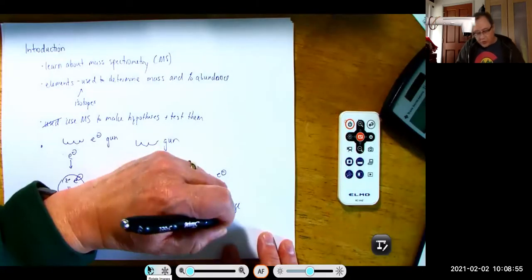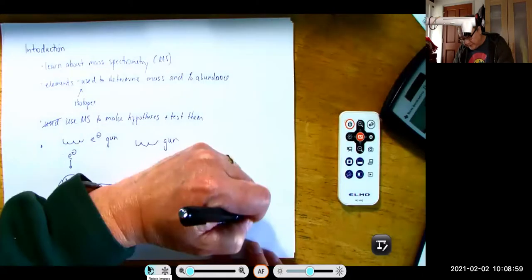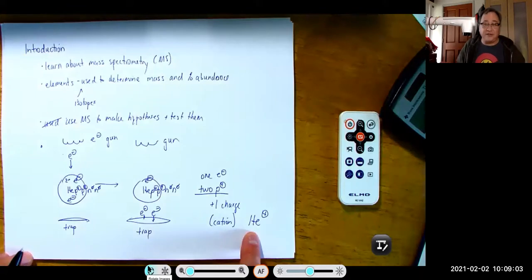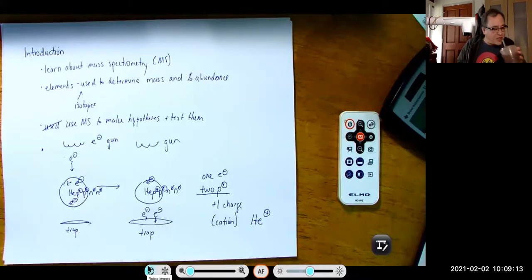Now, the way we draw this helium atom with a +1 charge is this way. Helium with a +1 charge. Pretty simple. What do you think we would draw if it had a +2 charge? 2 plus. 2 plus. Okay, and cation means positively charged.